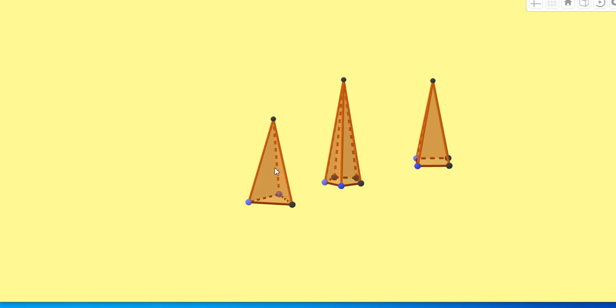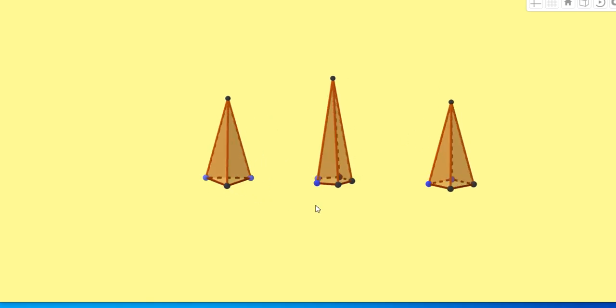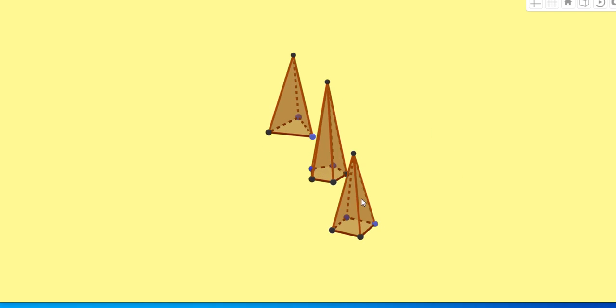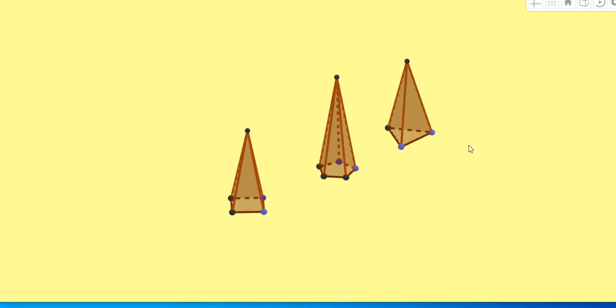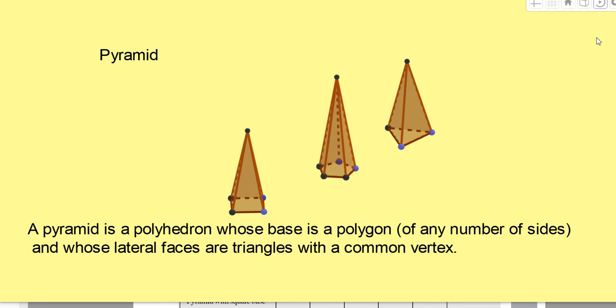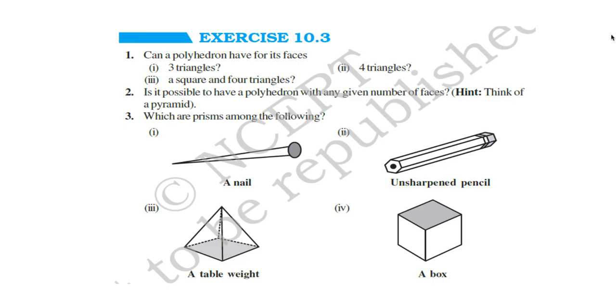In all these cases, the lateral faces are triangles, and all these faces have a common vertex. So this kind of polyhedron we can call a pyramid. So a pyramid we can define as a polyhedron whose base is a polygon of any number of sides and whose lateral faces are triangles with a common vertex.